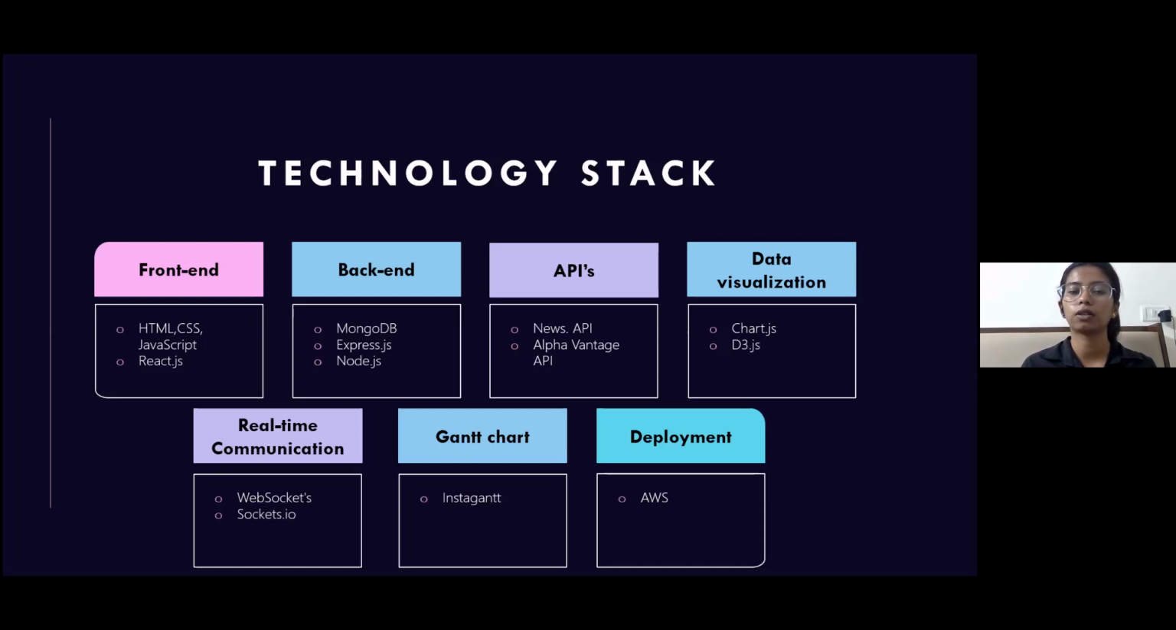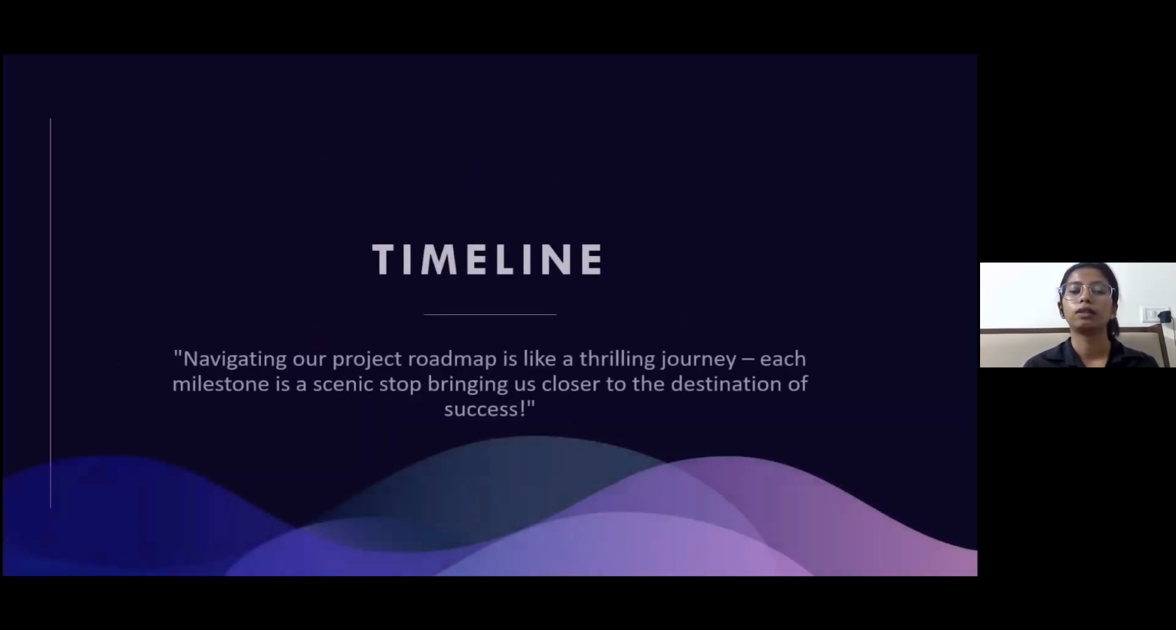Now for creating the Gantt chart of this project timeline, I've used Instagantt, which is a free platform for creating a Gantt chart for the project, among many other tools. Coming to the deployment of the website, I've used AWS services, which host and make the project accessible to every user. So these technologies work together to deliver a user-friendly real-time stock market web application with interactive visualization and timely information updates. Now, let's dive into the timeline, which is the most important part of this presentation.